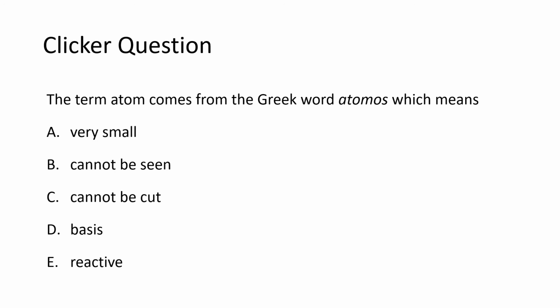Cannot be seen frequently gets picked because atoms are so small that you can't see them. But really what atomos meant was that you could not break down the substance anymore. It was indivisible or uncuttable. So answer C is actually the best choice for this one.